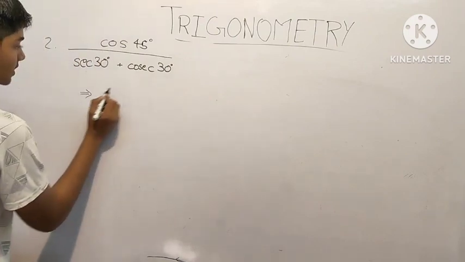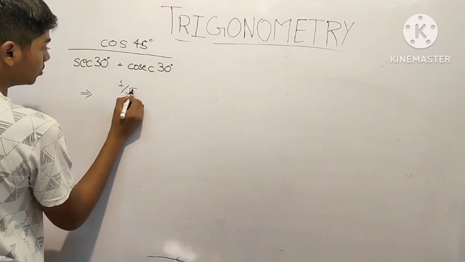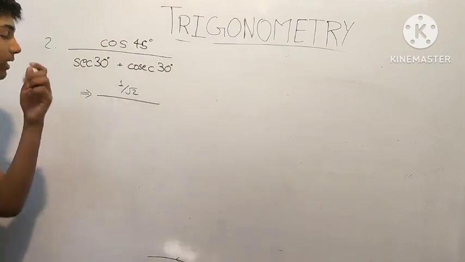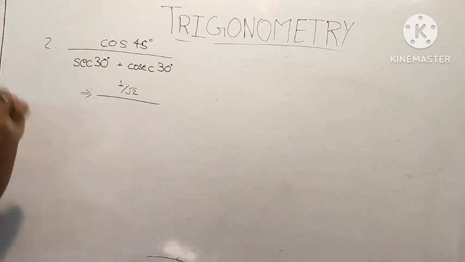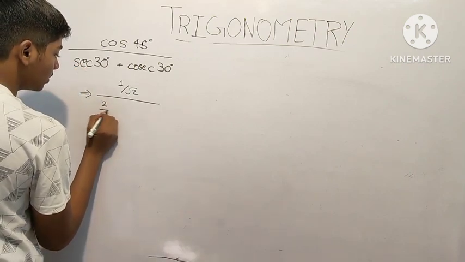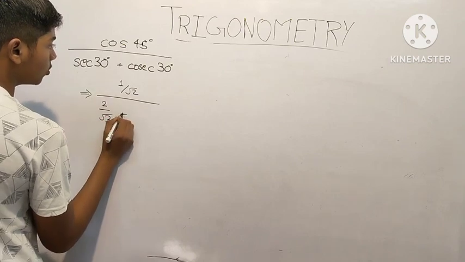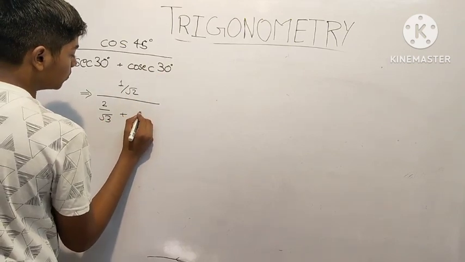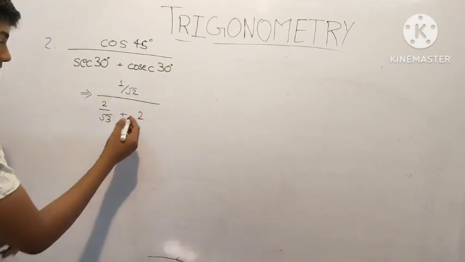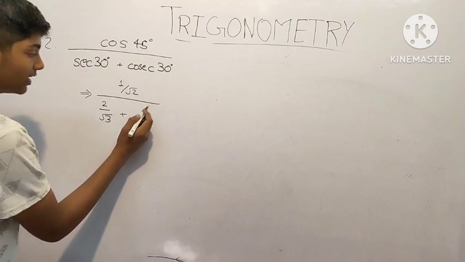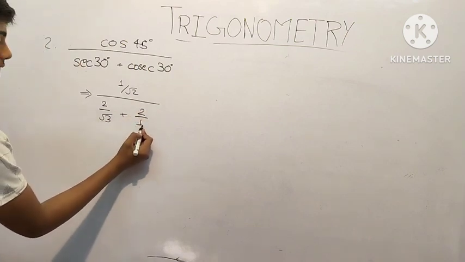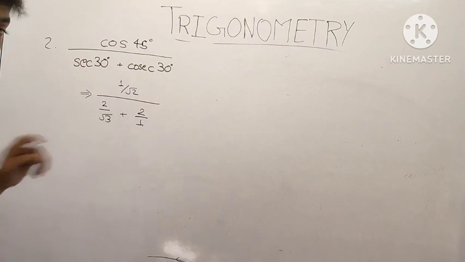So cos 45 is 1 by root 2, secant 30 degree is 2 by root 3, and cosecant 30 degree is 2. Now if there is nothing below 2, then it is 2 by 1. We can write 2 as 2 by 1. So the LCM of 1 and root 3 is root 3.